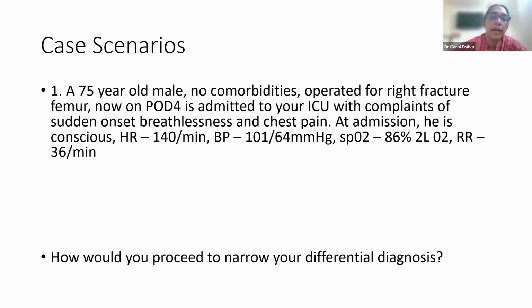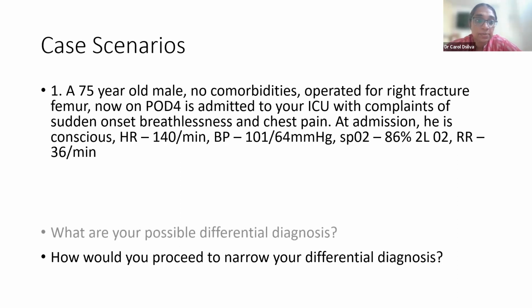Okay. So first of all, I would like to give you a case scenario, a common scenario you would have seen in your hospital. You have a 75-year-old male patient. He has no comorbidities. Four days back, he was operated on for a right femur fracture and he was in the ward. Now, suddenly he has developed breathlessness and chest pain in the ward, and has been brought to you. Your patient is conscious and talking, but is tachycardic, heart rate of 140 per minute, sinus, BP of around 100 by 60, not on any vasopressors at present. Saturation is 86% on 2 liters. And the respiratory rate is 36 per minute.